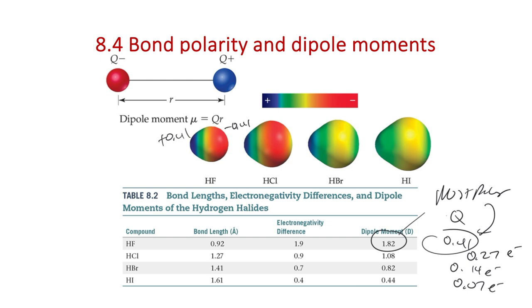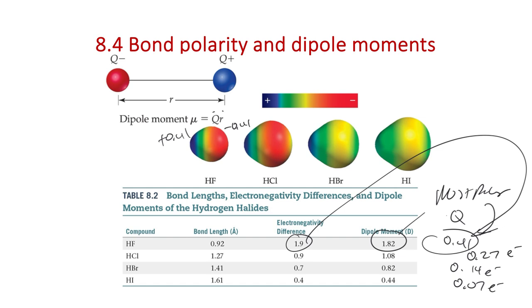Greatest possible charges, the most polar bond. The greatest electronegativity difference is what leads to the charges being greater. So the electronegativity difference is putting bigger partial negative and positive charges on the bond, and that's giving us a more polar bond.